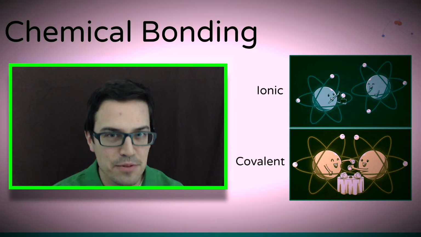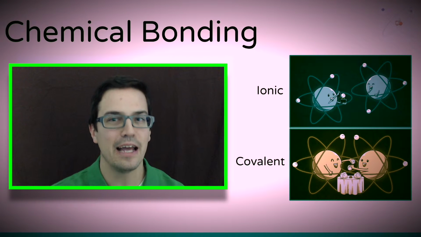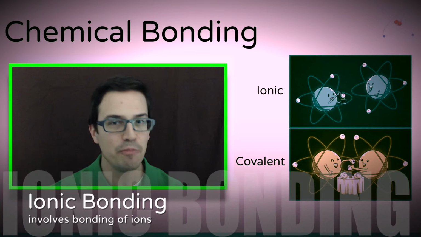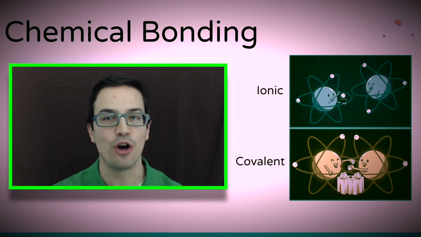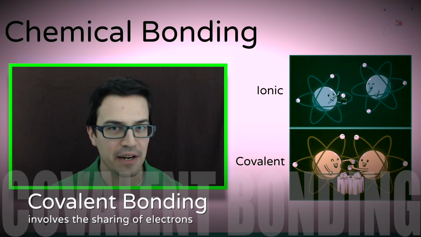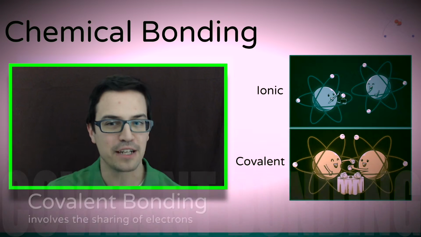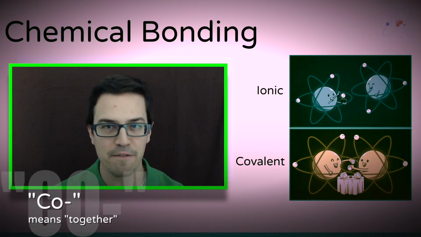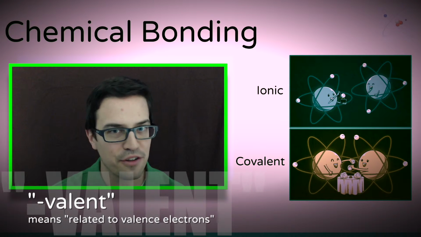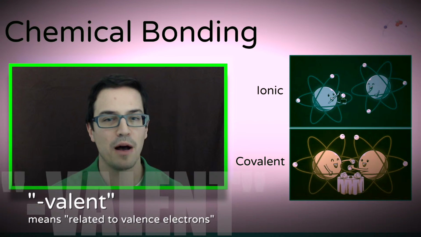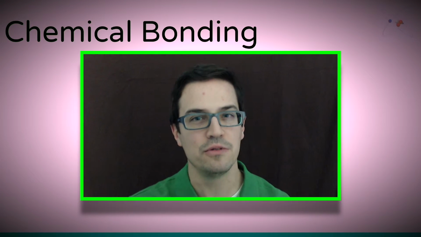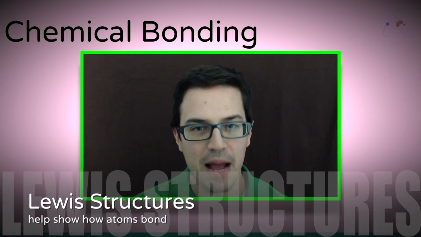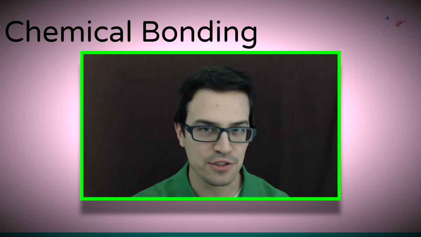There are two types of chemical bonding, ionic and covalent. Ionic bonding, as you may have guessed based on the name, involves the bonding of ions. Covalent bonding involves the sharing of valence electrons. The prefix co means together, and the suffix valent means related to the valence electrons. This will be talked about more in the next video. Showing how atoms bond is extremely easy using Lewis structures, so make sure you've mastered how to make those before watching the rest of this video.